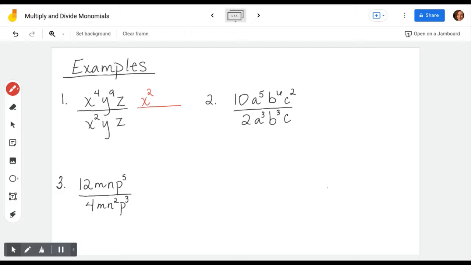On the y's, y to the 9th, and then on the bottom, that's really y to the 1st. Think of it this way. If I canceled out the pairs, 1 on top and 1 on bottom, I would have 8 extras on top that don't cancel. And then the z's, I don't have more on top or bottom. They cancel each other out. It's like saying 5 over 5 is really 1. Z over z is really 1. And when you take something times 1, you don't even see a change. So we don't even need to write those z's. They cancel. So I'm going to rewrite my answer as x to the 2nd, y to the 8th.